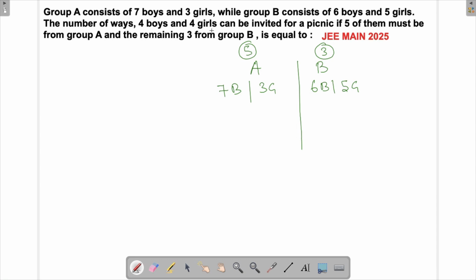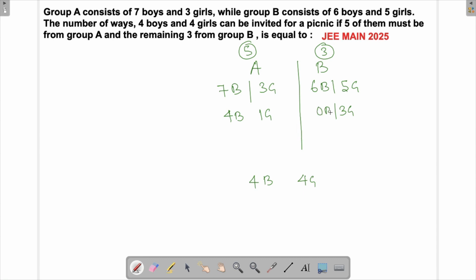And also four boys and four girls are to be selected, so we have to keep that in mind. Now we can start from here. Let's take all the boys from here, so there will be four boys from group A. Then we have to make use of the consideration that five people are to be selected, so one girl is selected from here. Then we select the rest from group B: zero boys, because four boys are already selected, and three girls. This is my first case.